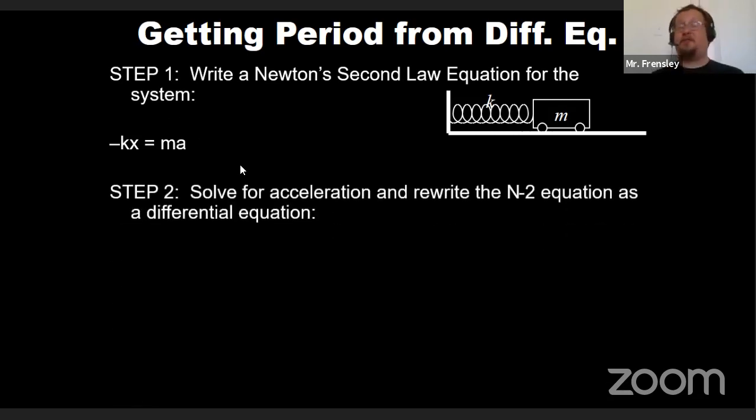Okay, so step one, Newton's second law equation. Step two, get the acceleration by itself, and then change the acceleration into the second derivative. How am I going to get the acceleration by itself? Divide by mass. The m just goes underneath. Not that big a deal. Here it is: a is just negative kx over m. All right, no big deal. Not that bad yet. It's just algebra 1 stuff, right?